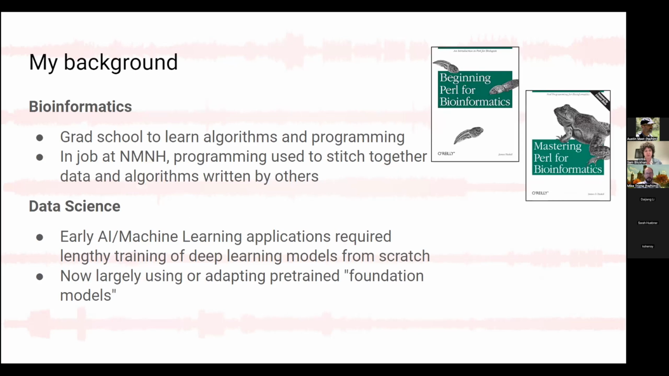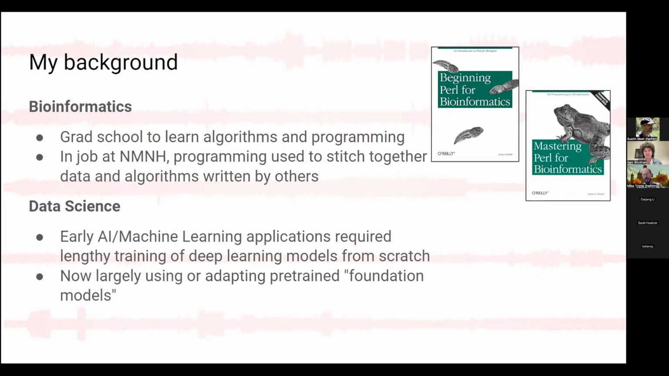Okay, so starting off with my background, as Sam mentioned, I started out as a bioinformatician. I went to grad school in a bioinformatics program, and there I spent most of my time learning algorithms, how to implement them completely from scratch using programming. These are screenshots of books that were near and dear to my heart. I learned a programming language called Perl, which not many people use anymore.